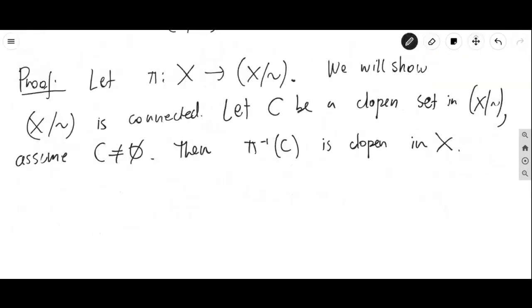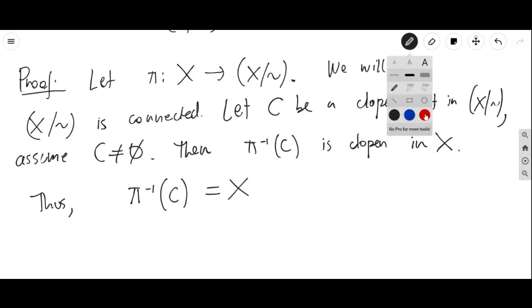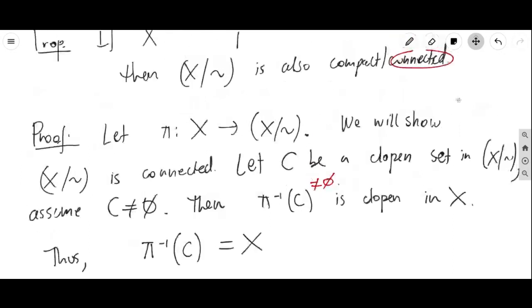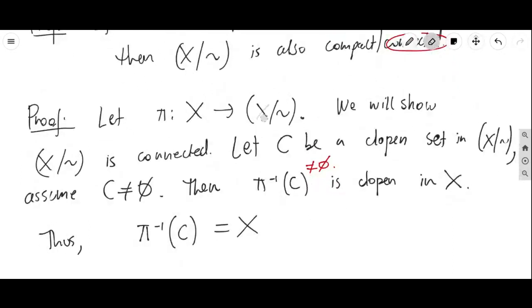Okay, so thus pi inverse of C has to be equal to X. This is a clopen set in X, and it's not empty, because C is a non-empty set. This is a surjective map, so everything gets pulled back. You cannot be in a situation where you have something which is not the image of anything else, because this is a surjective map. So if C is not empty, its pullback will be not empty. So this is not empty, and you have a clopen set in X.